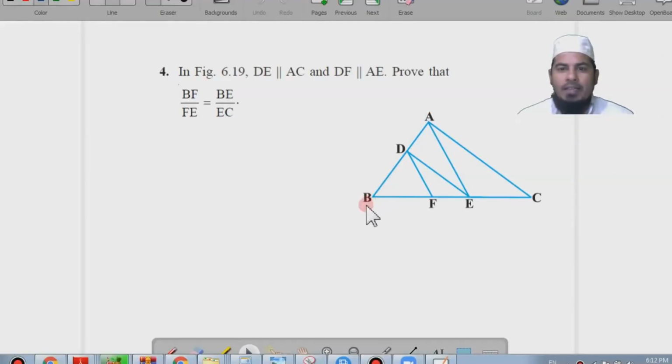Then in triangle ABC, DE is parallel to AC. That implies by basic proportionality theorem that BE by EC is equal to BD by DA. Already BF by FE is equal to BD by DA. Now BE by EC is equal to BD by DA. It means that from equation 1 and 2, BF by FE is equal to BE by EC.